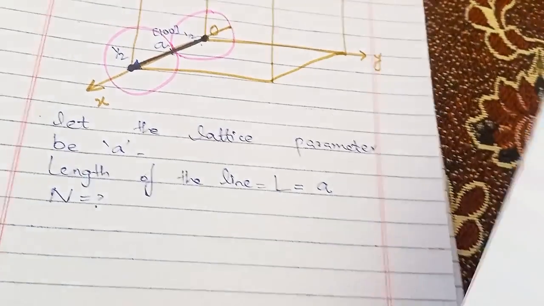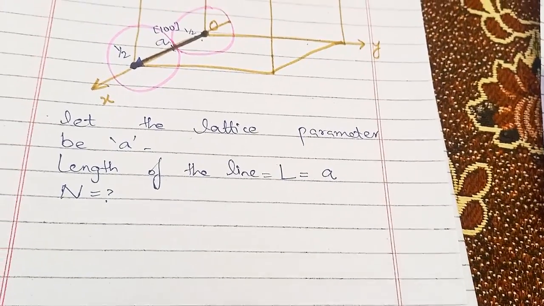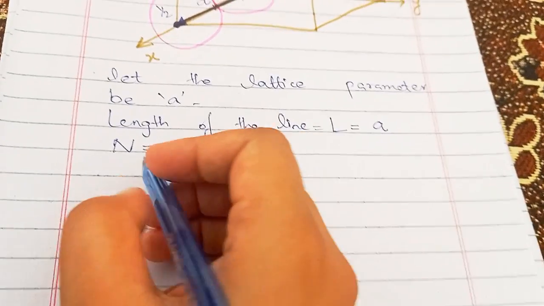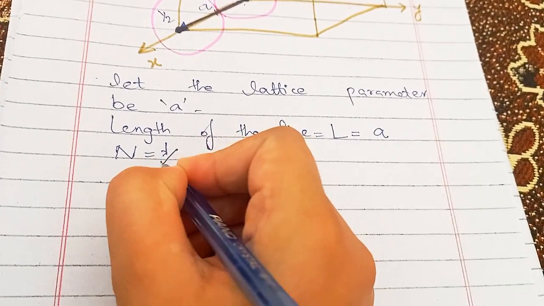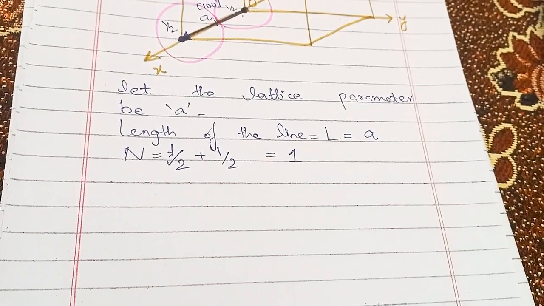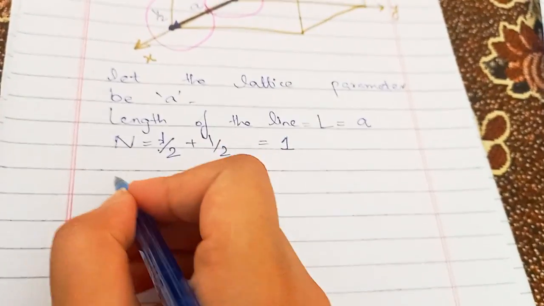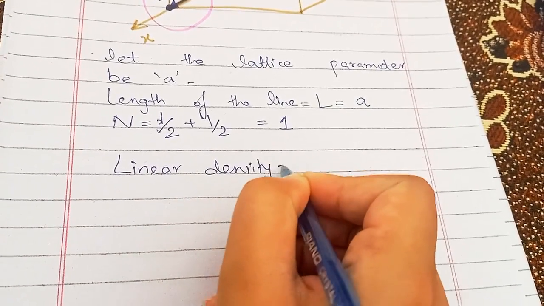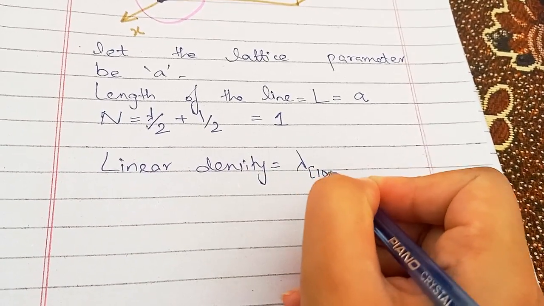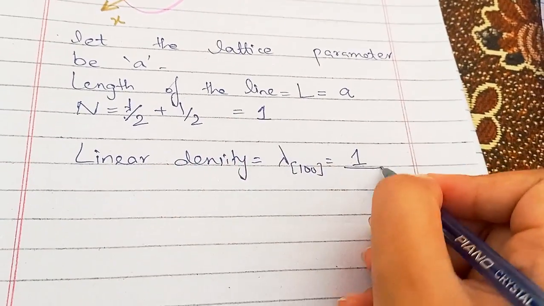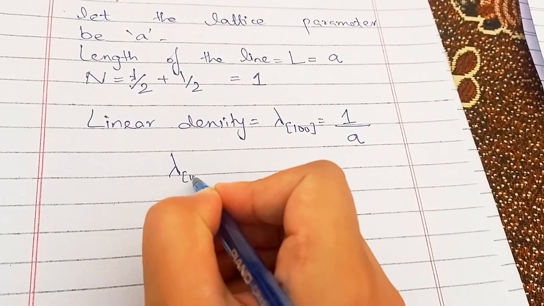That is simply depending upon the fraction of the atom's diameter that is lying on the line. That is really simple. You just have to remember this simple thing, and you write 1/2 plus 1/2 here, which is equal to 1. Now the linear density for the 100 direction is equal to 1, which is the net number of atoms lying on the line, divided by a. So 1 over a is the linear density in terms of the lattice parameter.